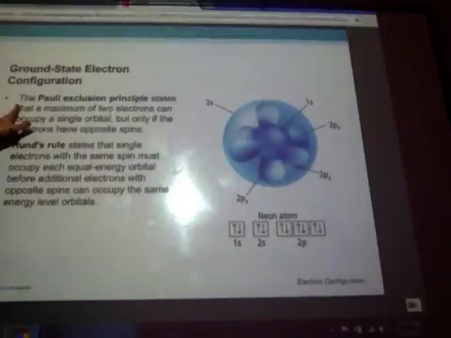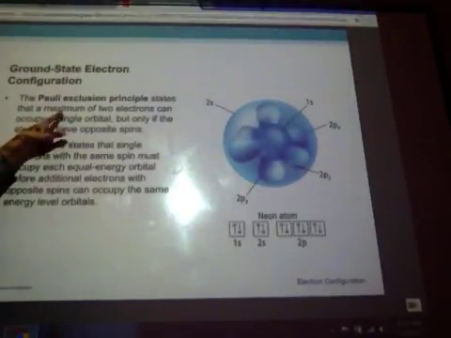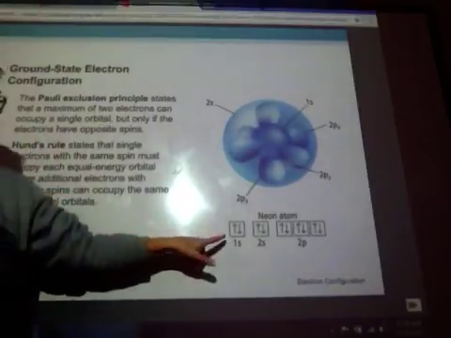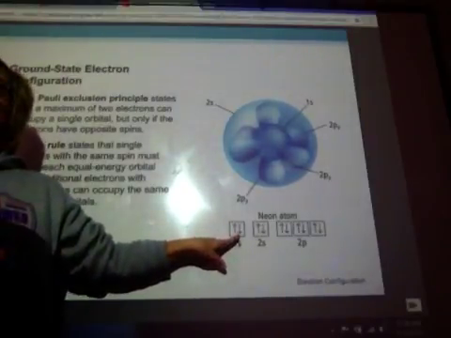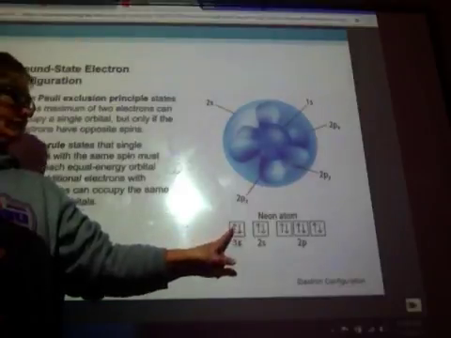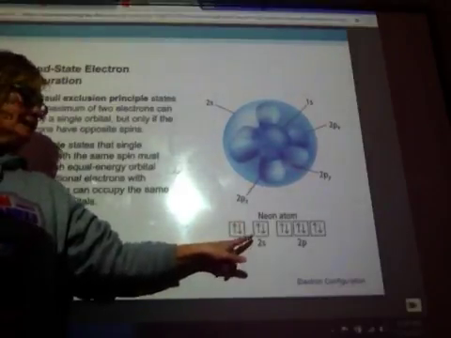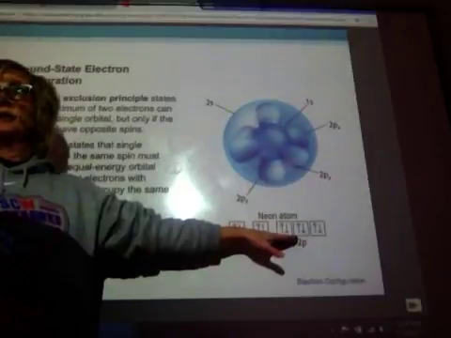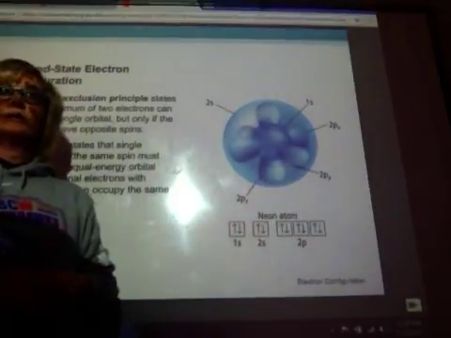So with the Pauli exclusion principle, a maximum of 2 can occupy a single orbital, but they have to have opposite spins. They are not going to spin in the same direction. The way that we show our spin is with these arrows. Notice one is up, one is down, up, down. They are never going to have the same spin. You'll never have 2 arrows pointing up.